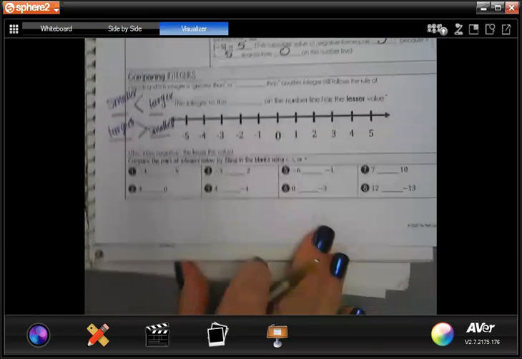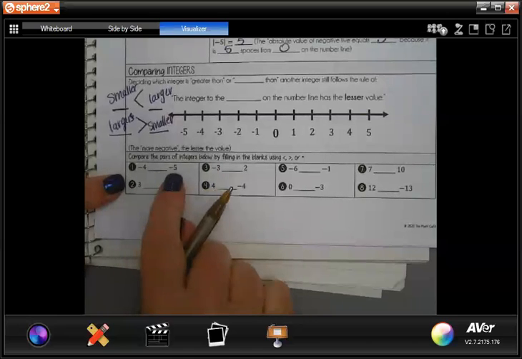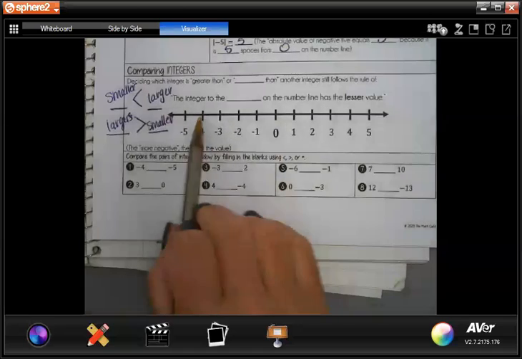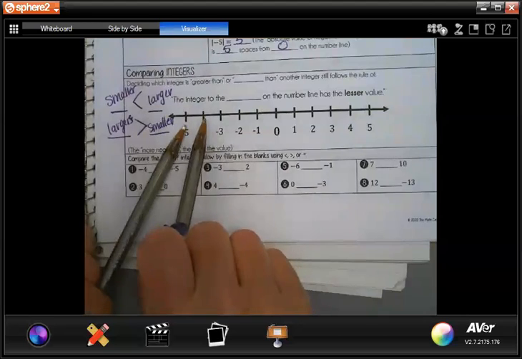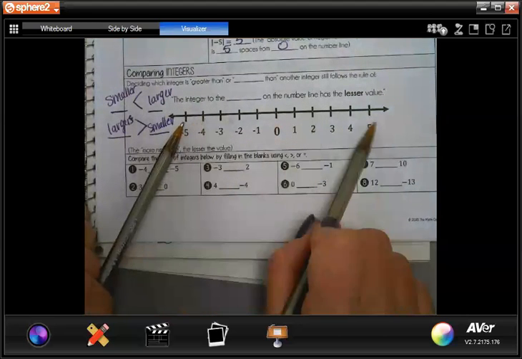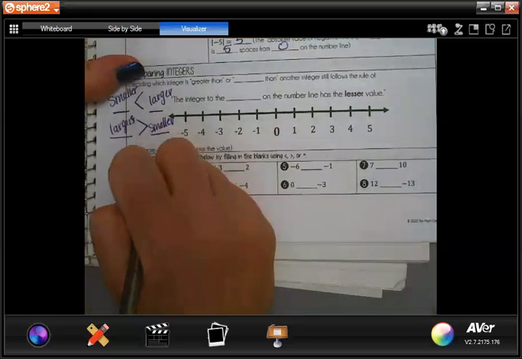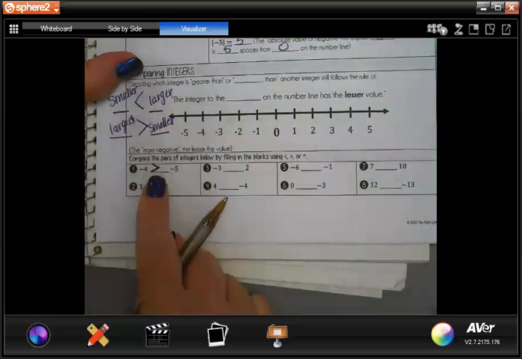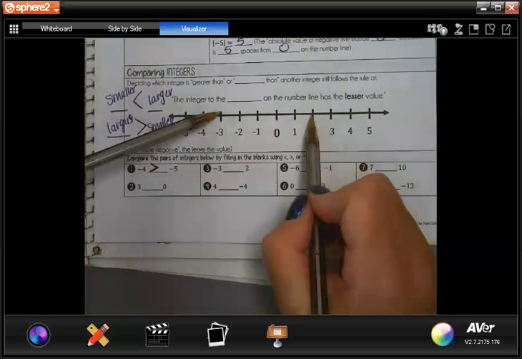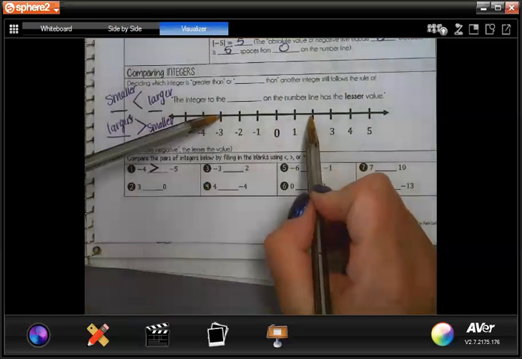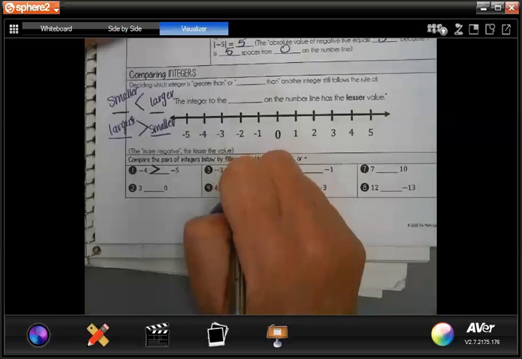So if you look at number 1, -4 is what compared to -5? So -4 is here, -5 is here. Since -4 is closer to 0, or is further on the right-hand side, it's to the right of -5, that means -4 is greater than -5. -3 is here, 2 is here. Since -3 is on the left-hand side, 2 is greater than that. So -3 is less than +2.